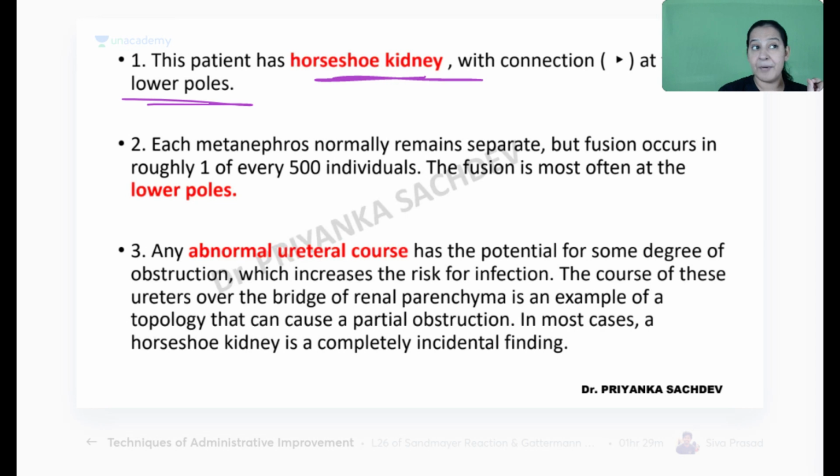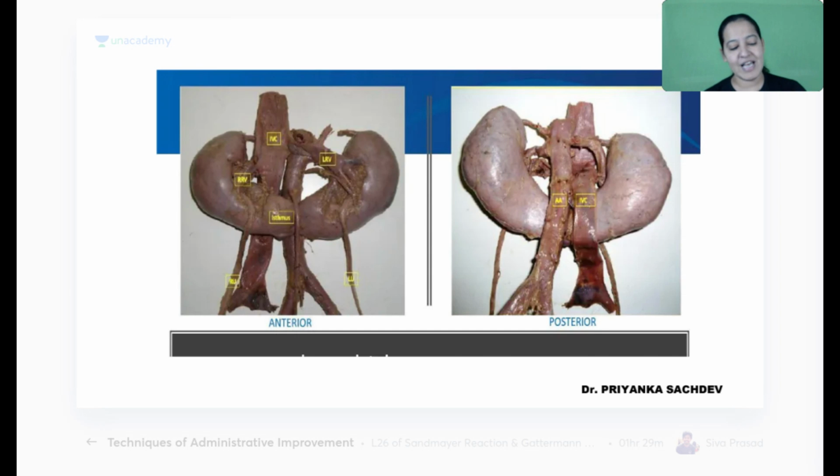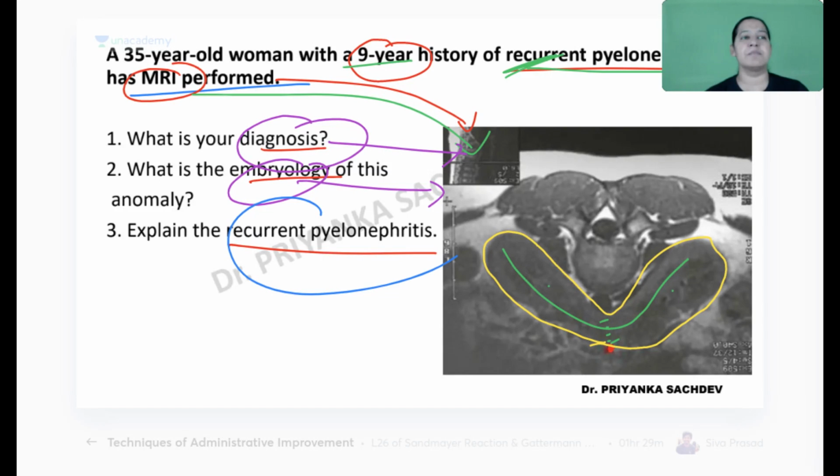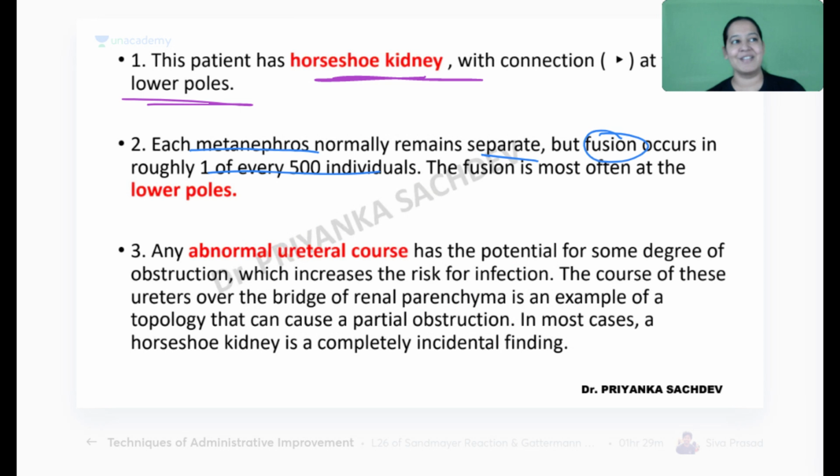So what is the embryology? Metanephros normally remains separate, but here fusion occurs in 1 in 500 individuals. So every 500, one person has this, but usually it is asymptomatic. But why is our boy having pyelonephritis? Explain the symptoms. Why is this boy having pyelonephritis at all?